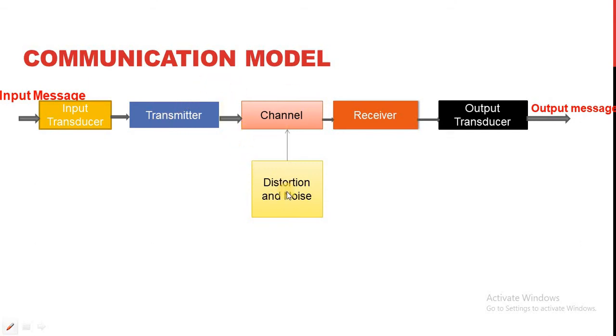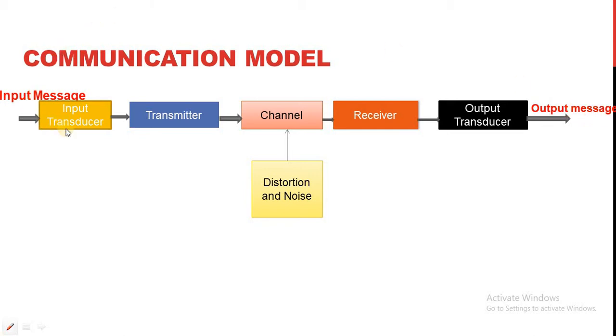In the channel, we are adding distortion and noise, and then the received signal is fed to the receiver, and then the output signal is fed to the output transducer. Finally, we have the output message, that is the destination, and the input is the source.